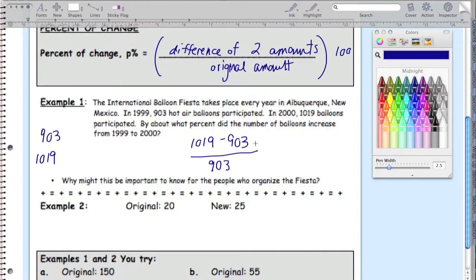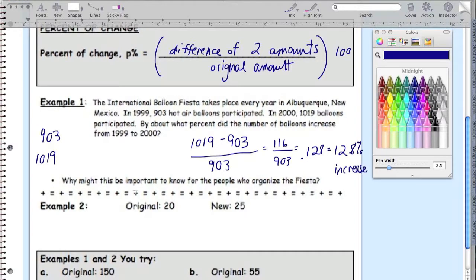On my calculator, 1,019 minus 903 is 116. Divide that by 903, and I get a decimal, 0.128, and it goes on and on. I'm just going to round it to that and turn it into a percentage. So it increased by 12.8%.